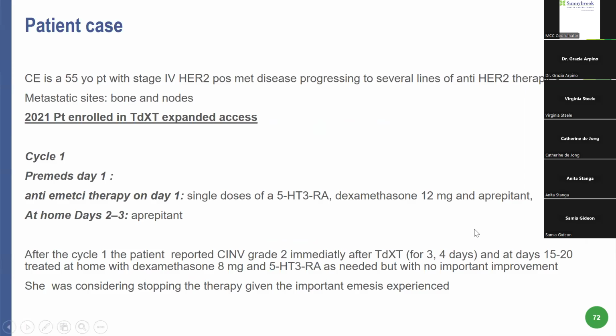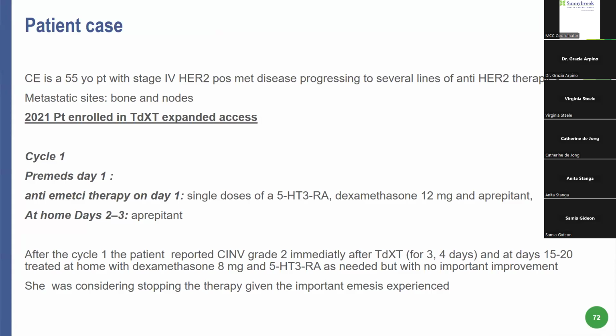This is a case where we started using the TDXT very early in clinical trials, and importantly in the expanded access, in the European expanded access we had open in our center. So this is a 55-year-old. At the very beginning, we really weren't paying a lot of attention to nausea and vomiting, because usually in our clinic, we don't see patients complaining of nausea and vomiting anymore, as we treat all of them with an NK1 inhibitor to begin with.